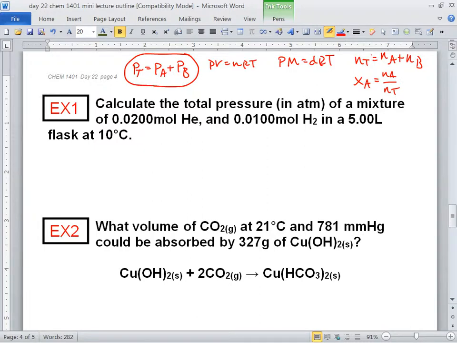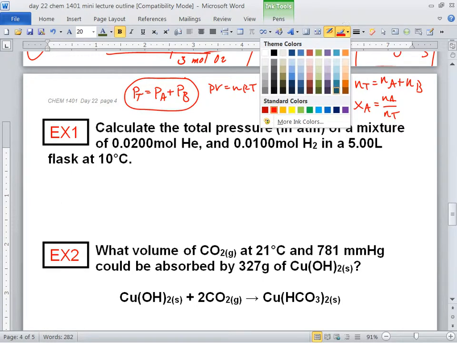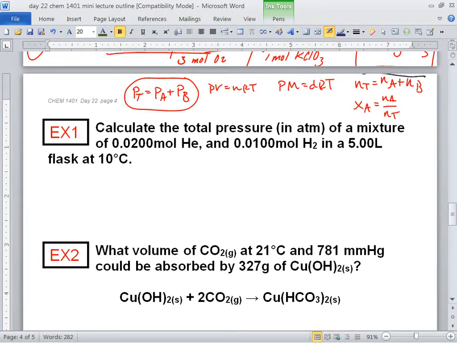Yeah, I see it. I see this one first, right? Do that one first to get the total number of moles, then do what? Then what equation? PV equals nRT. But put little what subscripts where? On the P and n. Put what subscript? T for total.